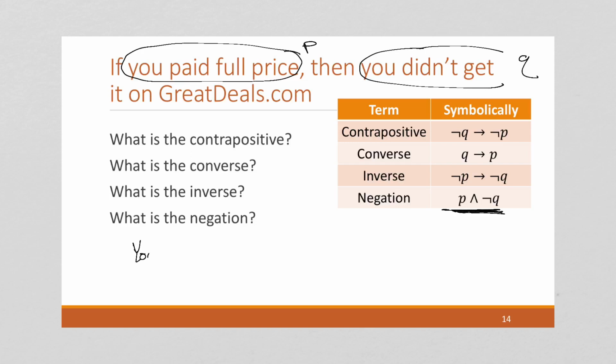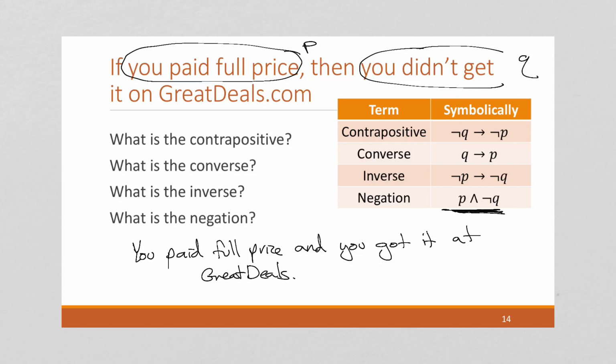So you paid full price and you got it at or on greatdeals.com. So this is actually the opposite of that statement, right? That's what a negation means, is we take the opposite. So the opposite of if you paid full price, then you didn't get it on greatdeals.com is going to be you paid full price and you got it at greatdeals.com. Right? And you can see how the two are different from one another.